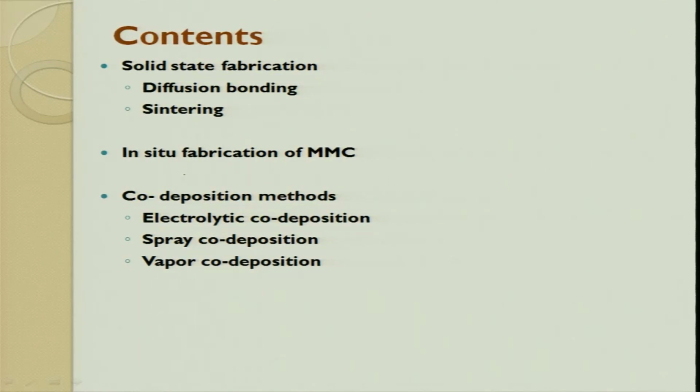Last class, what we saw was the different types of liquid state fabrication in making metal matrix composite. This class we will focus predominantly on solid state fabrication. That means I will not change the state; I will use the metal in its solid state, and still I would like to make a metal matrix composite.